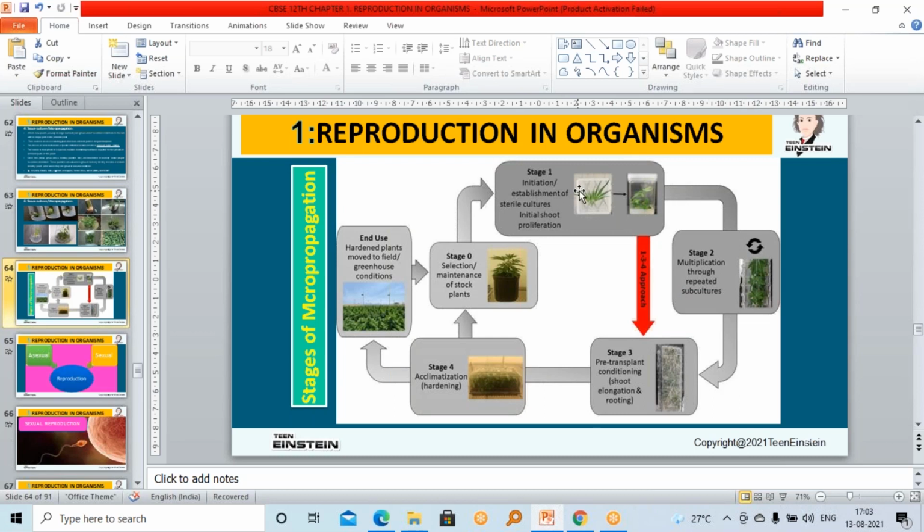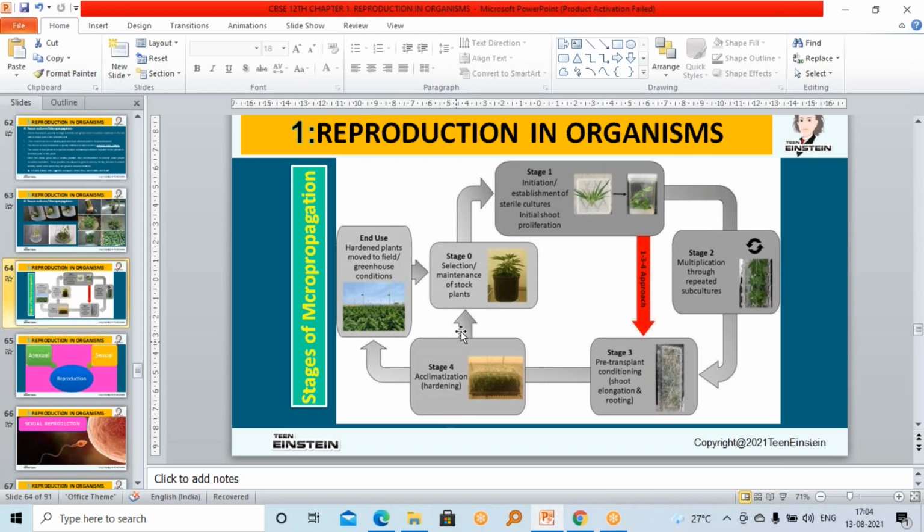See, in this what we are doing, first we are sterilizing the culture, then multiplication through repeated subculture. We are doing so many subcultures. And in the third step, transplanting, root and shoot formation will happen. Rooting hormone and shooting hormone will be added, so that root and shoot will develop. Then after forming a complete plant, we are hardening the plants, or that stage is called the hardening stage, and that procedure is called acclimatization.